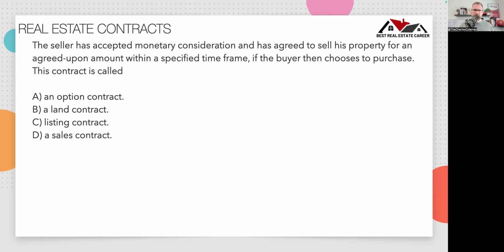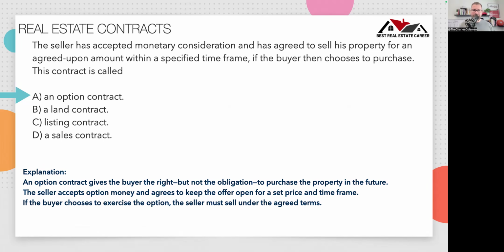The seller has accepted monetary consideration and has agreed to sell his property for an agreed upon amount within a specified time frame. If the buyer then chooses to purchase, this contract is called an option contract. An option contract gives the buyer the right, but not the obligation, to purchase the property in the future. The seller accepts option money and agrees to keep the offer open for a set price and time frame. If the buyer chooses to exercise the option, the seller must sell under the agreed terms.